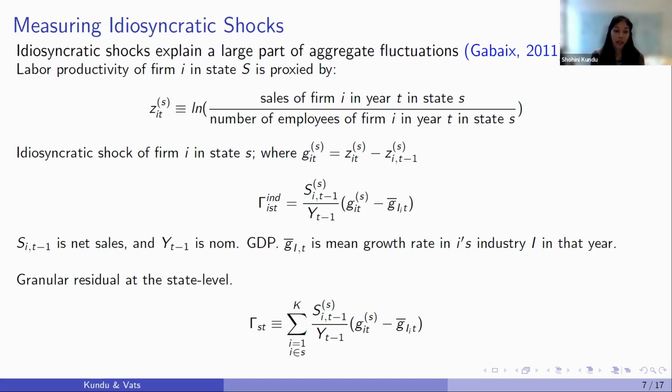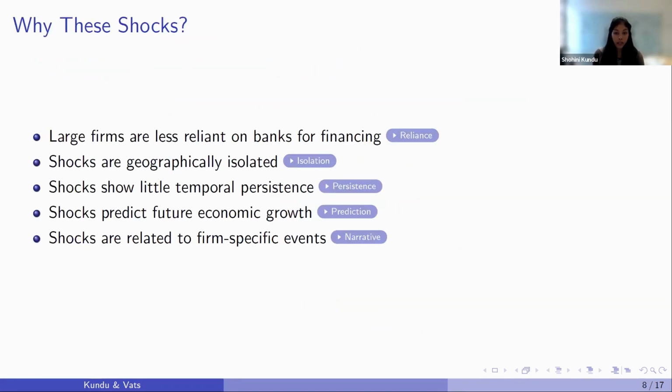fixed effect. And then we aggregate the labor productivity shock for each firm i in state s to the state level by using Domar weights of the sales to GDP ratio. And we do this for the top K firms in each state. So why do we construct the shocks in this way? We focus on these idiosyncratic productivity shocks for several reasons. The overarching objective of the paper is to document that these idiosyncratic shocks can transmit negatively across borders.